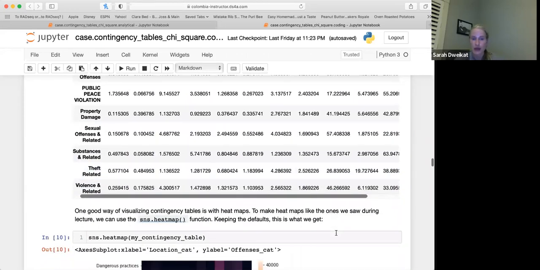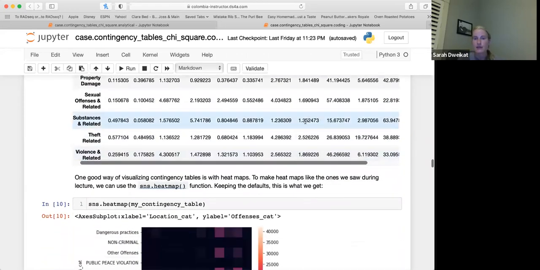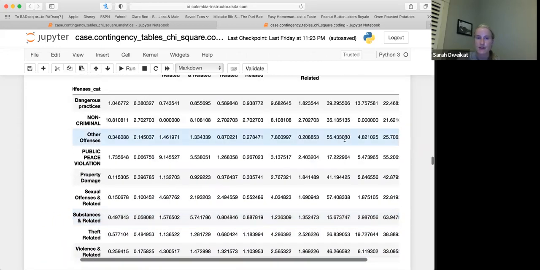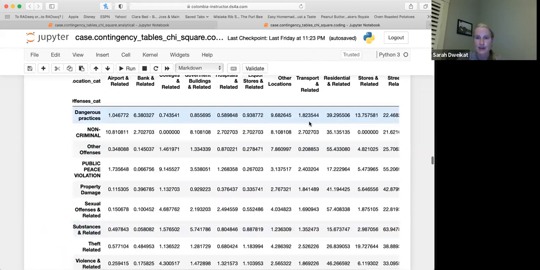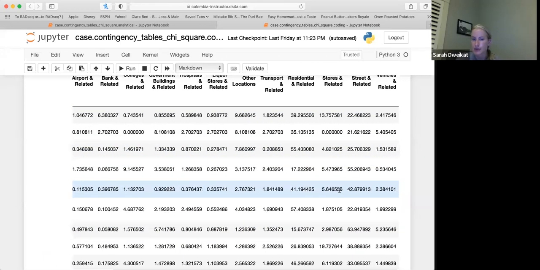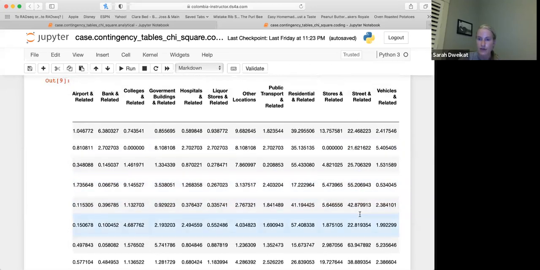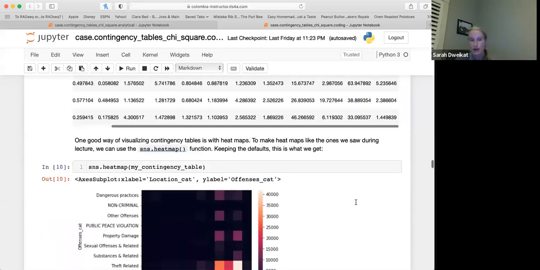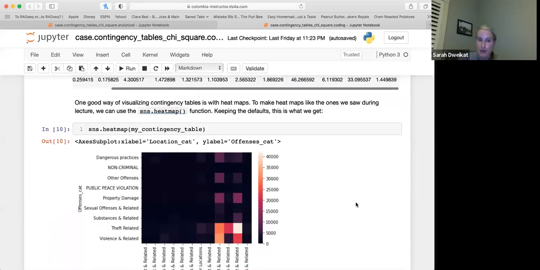Okay, so like we talked about before, these are a lot of numbers, and so it can be hard to pick those out. It can be difficult to say, okay, dangerous practices, we saw 39% for residents, and then you're scrolling around trying to find, okay, property damage, where did most property damage occur? It can be hard to keep track of those numbers because most property damage occurred for street and related. A better way to look at this could be a heat map.